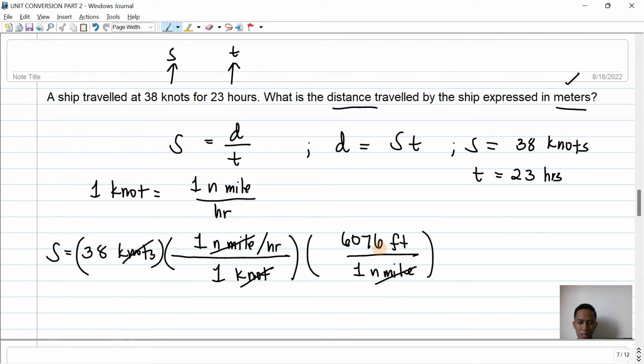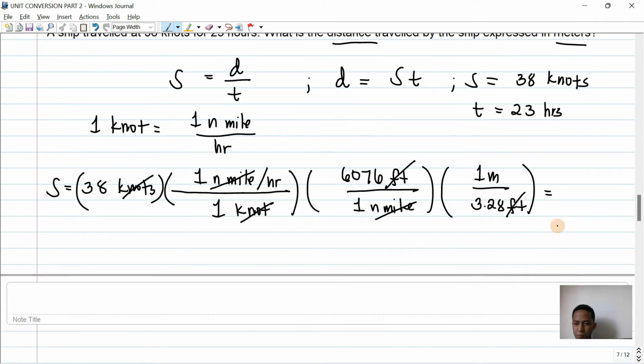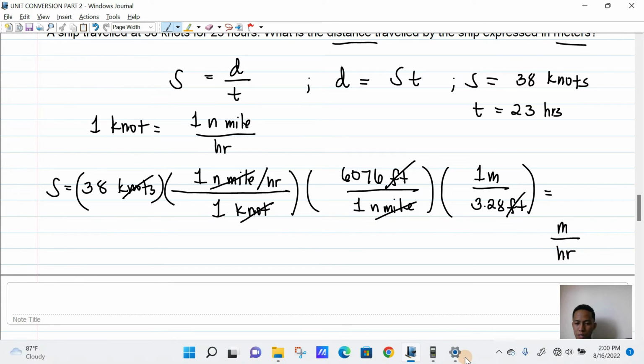It gives you this value. So 6,076 feet per hour. So yung feet, convert natin guys to meters. Okay, so that is 1 meter per 3.28 feet. Okay, so feet will cancel out. Then you have here a unit of meters per hour. Okay, that is meters per hour. So compute lang natin guys.